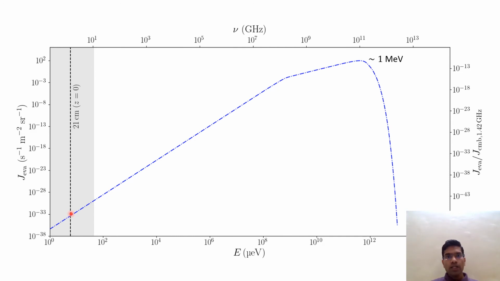And so clearly we are led to conclude that the evaporating primordial black holes do not produce an appreciable radio background in order to explain the excess radio background.